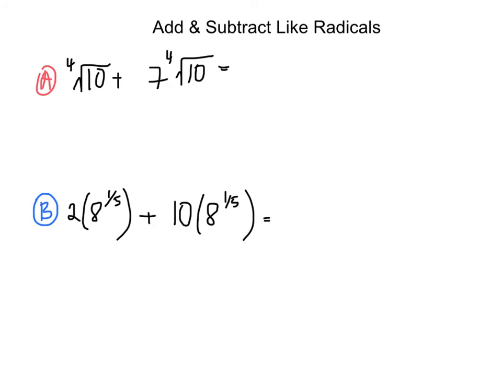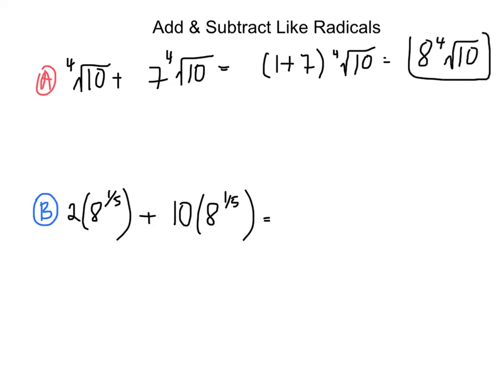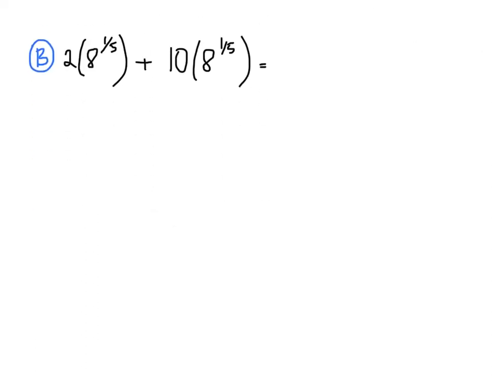Add and subtract like radicals. So we have the fourth root of 10 plus 7 times the fourth root of 10. So we can group certain parts of this equation together. So we have 1 plus 7 multiplied by the fourth root of 10. Because they share the same radical, which is, as I keep saying, the fourth root of 10, we can group 1 and 7 together and then leave the fourth root of 10 to the side. So we get 8 times the fourth root of 10.